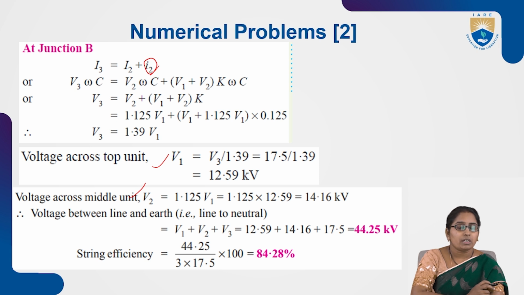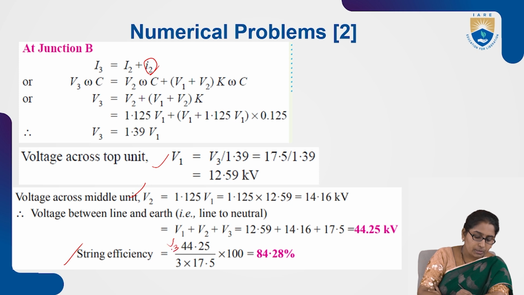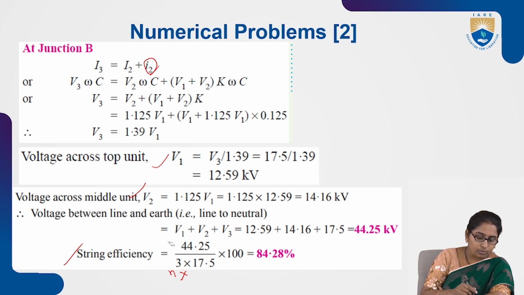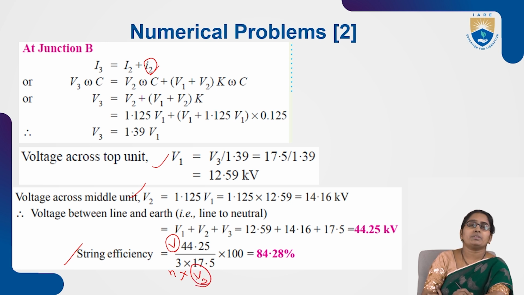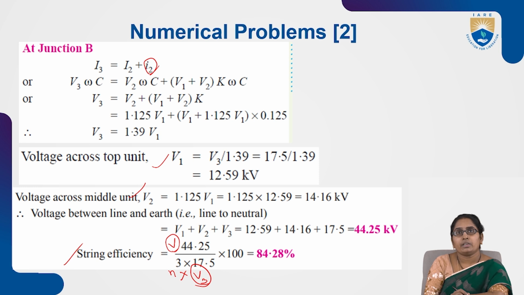Finally, the efficiency. We know the efficiency definition: in the numerator, the total operating voltage, the system operating voltage, divided by the number of strings into the voltage across the bottom unit. Here there are three strings, right? So the denominator is n into V3. The total operating voltage V is 44.25, and V3 is 17.5, so that is substituted and finally efficiency is calculated.